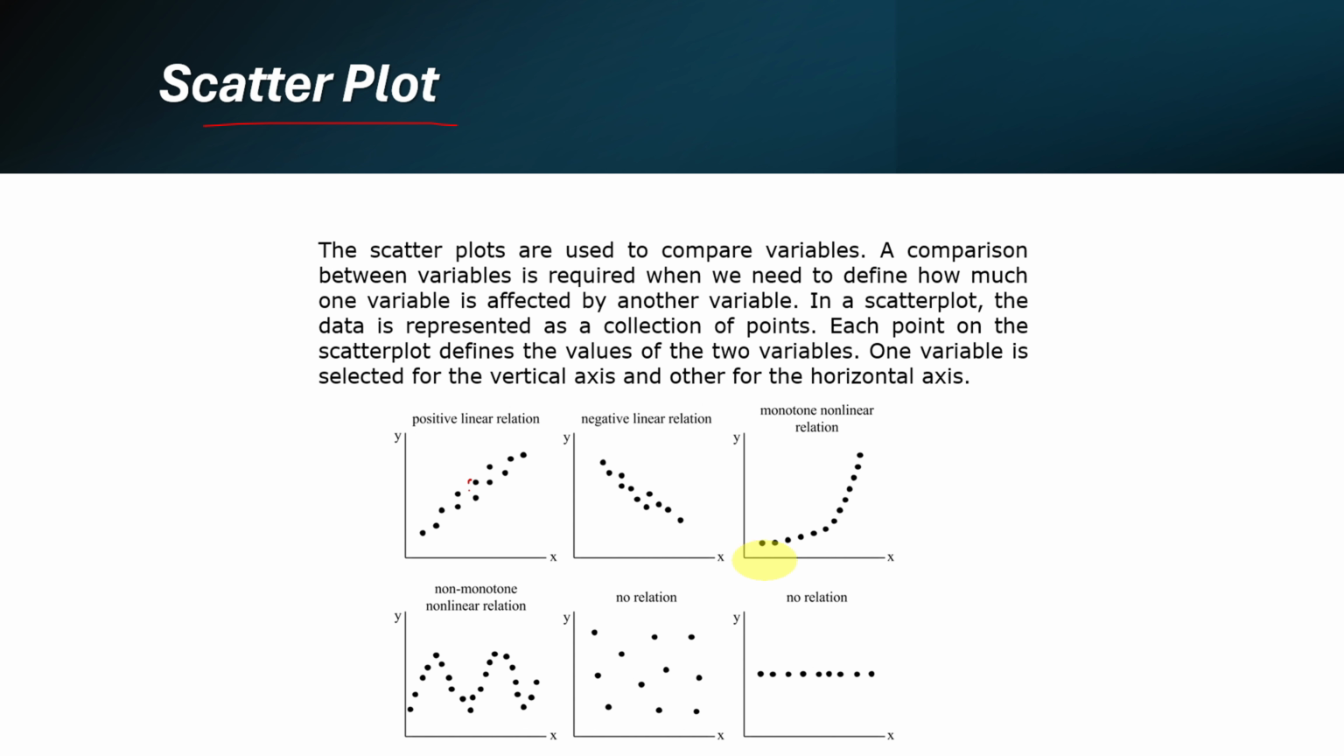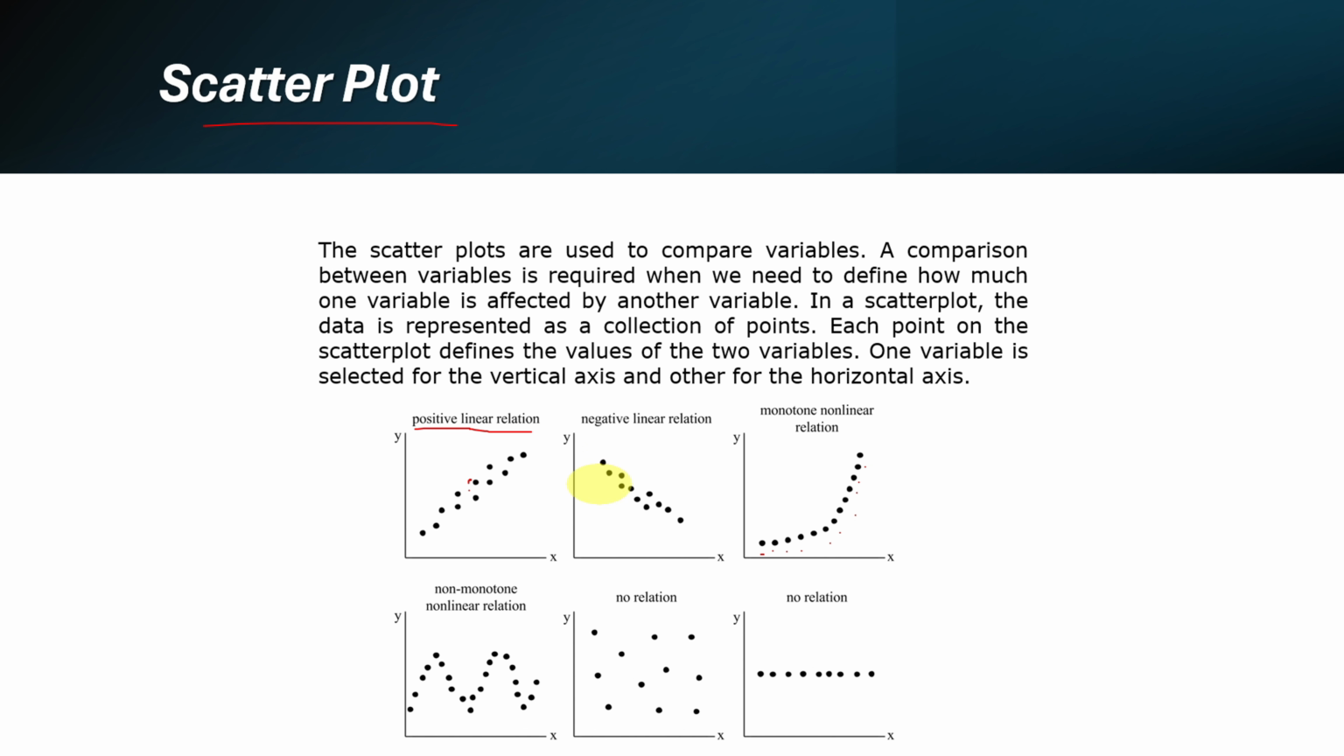So this is your horizontal axis, x-axis. This is your vertical axis, y-axis. Now if you see these points, there are different types. We'll start with the first one, positive linear relation. In a positive linear relation, the dots will be going like this. In a negative linear relation, the dots will be going down the way.